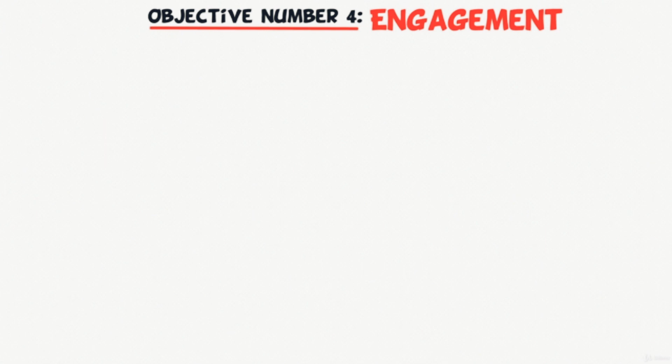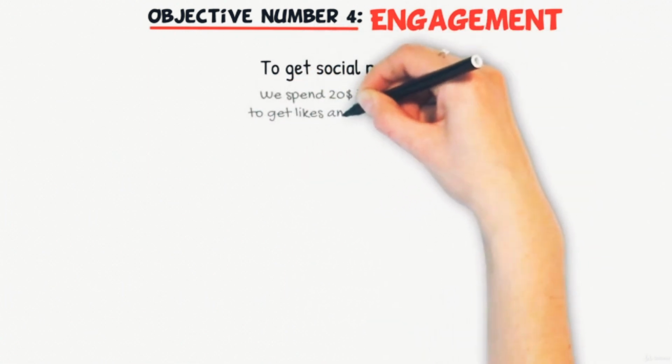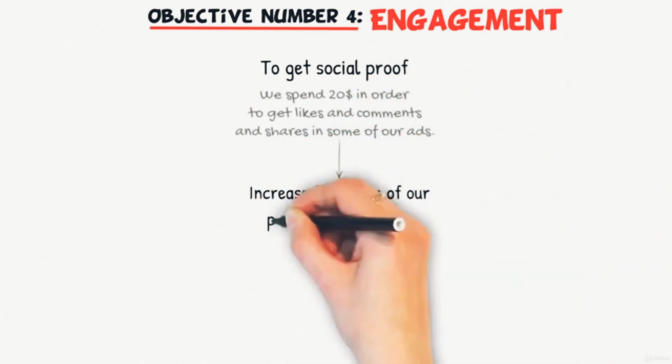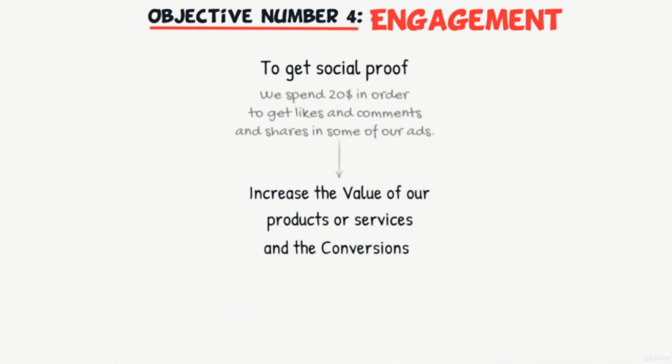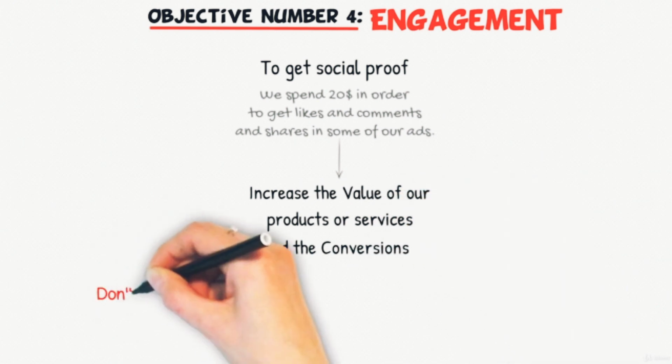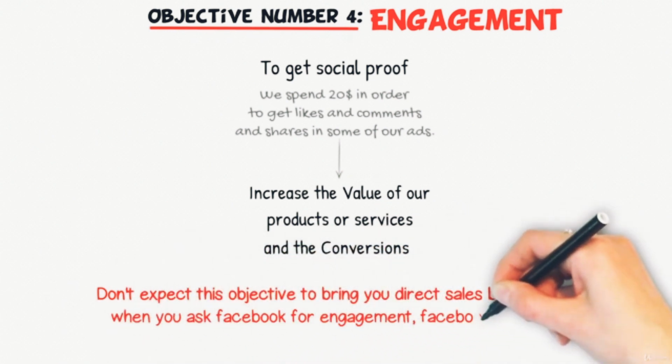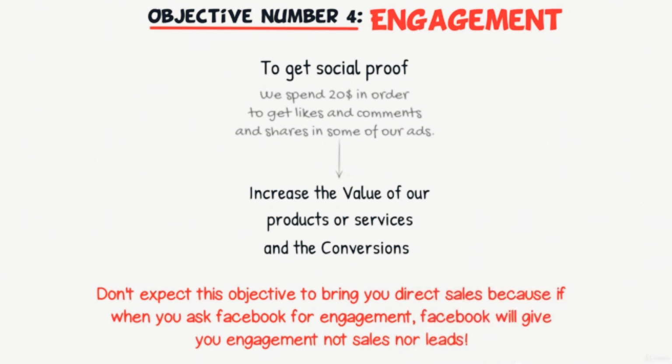However, sometimes we use this objective in some of our campaigns. We use it when our objective is to get social proof. We spend $20 in order to get likes and comments and shares in some of our ads, because we know that social proof will definitely increase the value of our products or services and increase conversions. Don't expect this objective to bring you direct sales, because when you ask Facebook for engagement, Facebook will give you engagement, not sales nor leads.